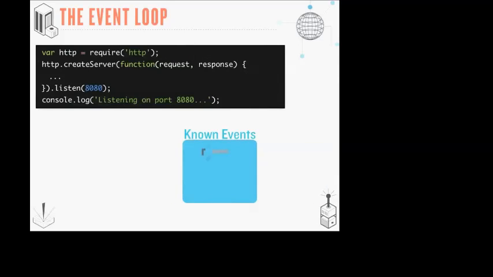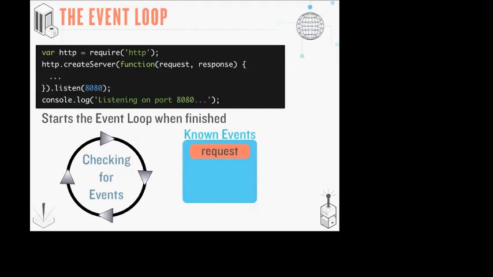Now let's talk a little bit about how Node executes this code. The first time we go through this code and execute it, Node is going to register events. In this case, we're registering the request event for whenever a request comes in. Once it gets done executing the script, Node goes into something called an event loop. It's checking for events continuously.